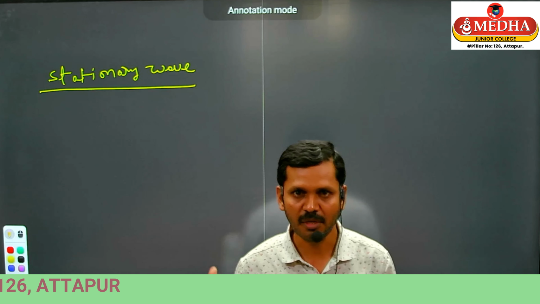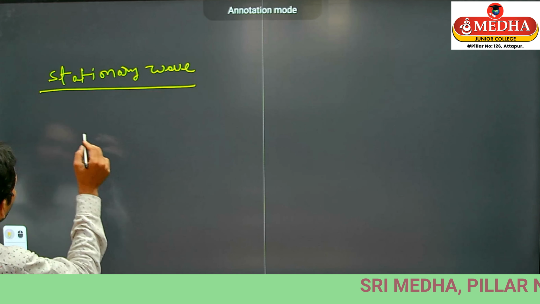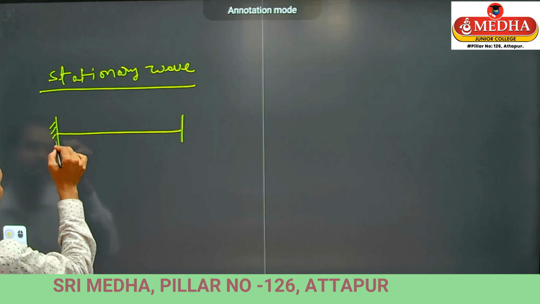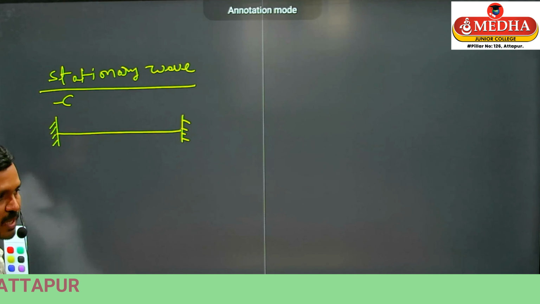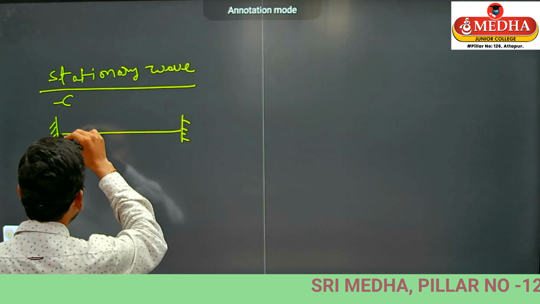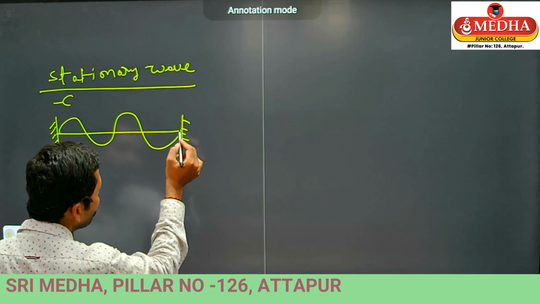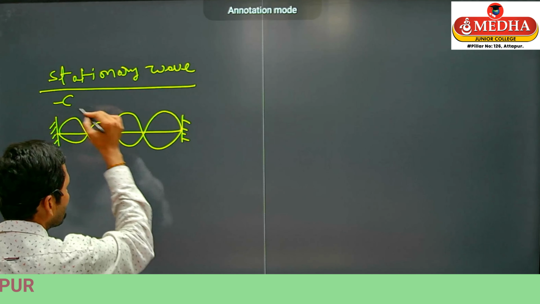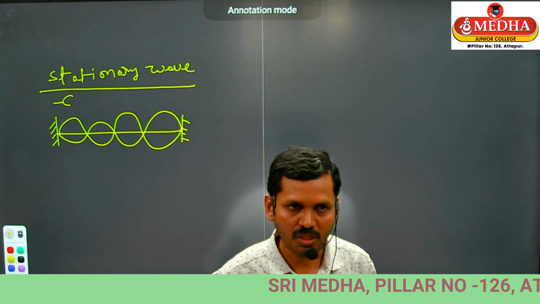See, I am explaining this simple thing using a diagram here. First I am taking one string fixed between two rigid supports. A vibrating tuning fork is placed here, and from it the wave passes like this and reflects back. After reflecting back from the rigid support, the wave passes this way, and both superimpose on each other. This type of wave is called a stationary or standing wave.